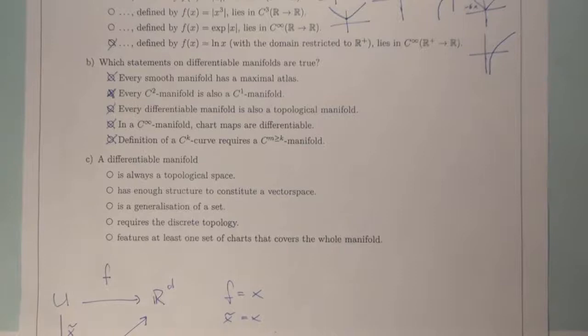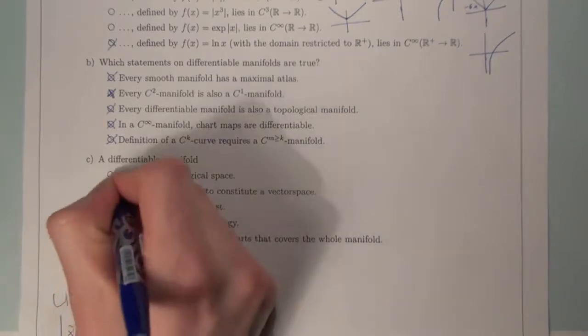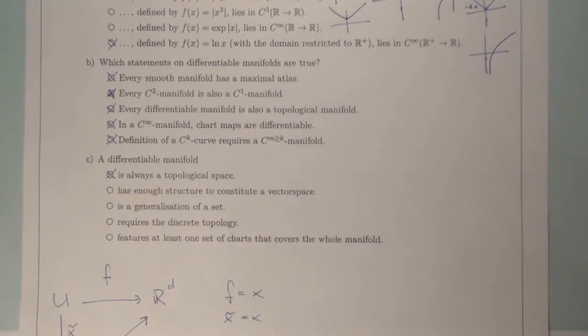C. A differentiable manifold is always a topological space. That's true, since by adding the atlas we of course keep the topological space, so it stays a topological space, but gets more structure by becoming a manifold. The second one: a differentiable manifold has enough structure to constitute a vector space.